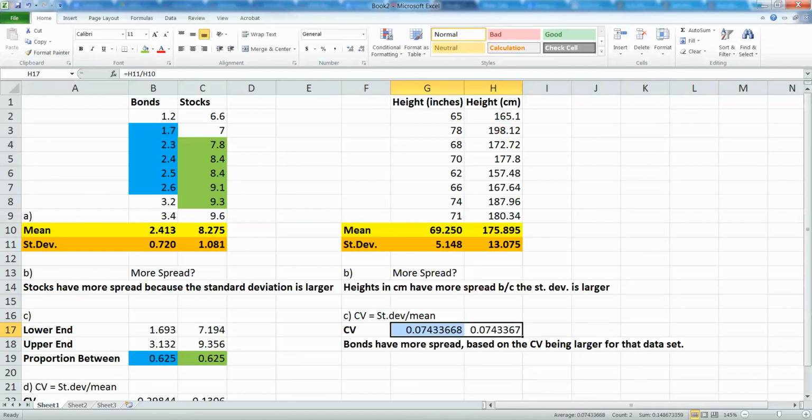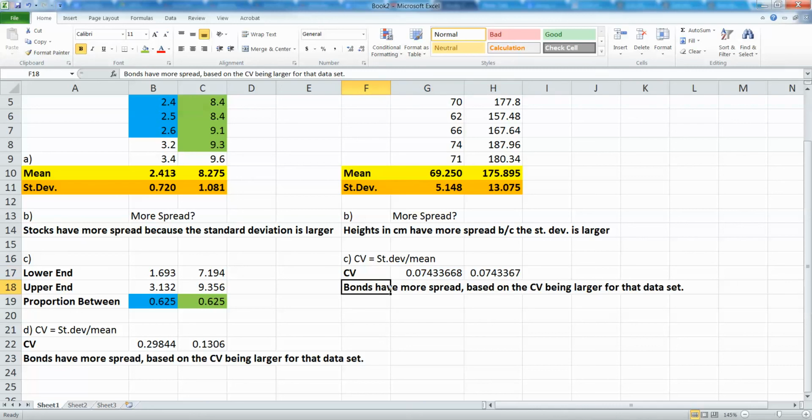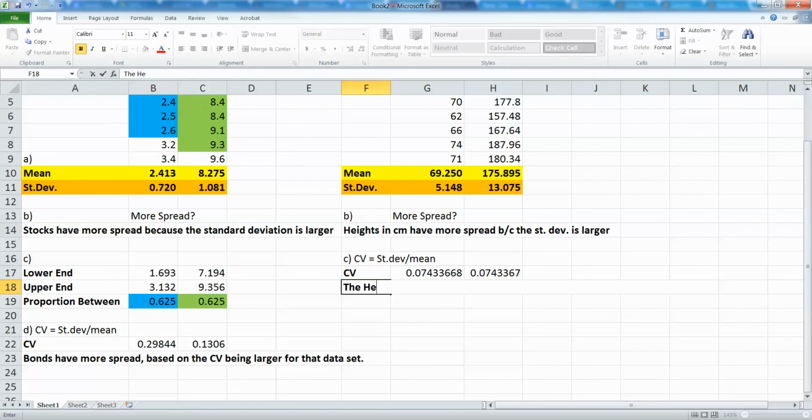So get it with your calculator, get it with Excel. Doesn't matter which one. So now, what's the difference between the two? And the answer is there really isn't a difference. The heights in centimeters and inches have the same spread because the CVs are equal, the coefficient of variation.